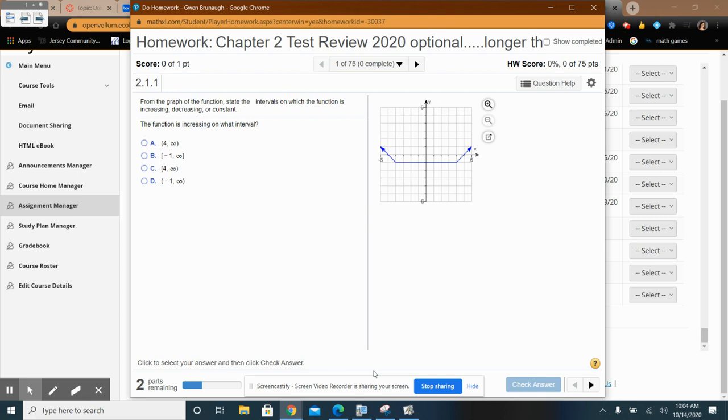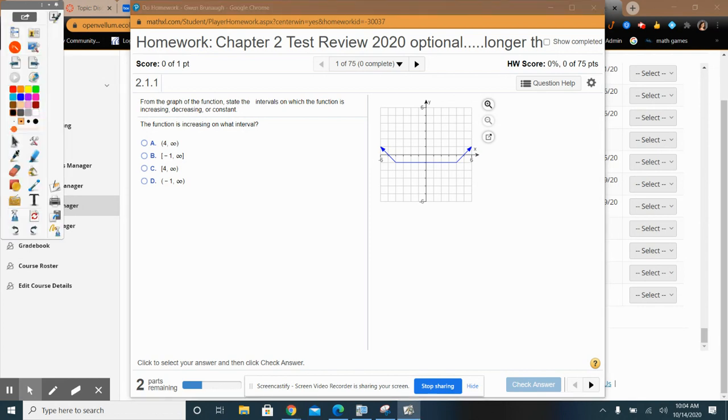Okay, we're going to do some of this test review. So I'm just going to kind of hop around. It might seem a little random, but I'm going to try to get through the big ones without doing all of this. So here's a graph. We're going to look at where it's increasing, decreasing, and constant. Remember, the next questions are going to ask me about decreasing and constant in a second.